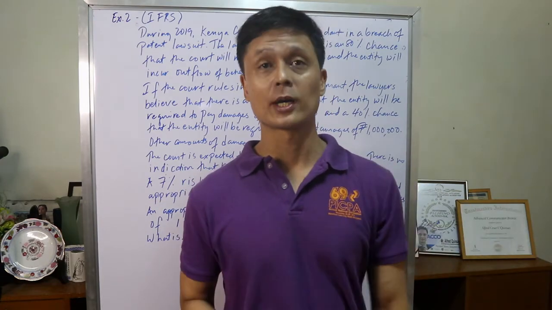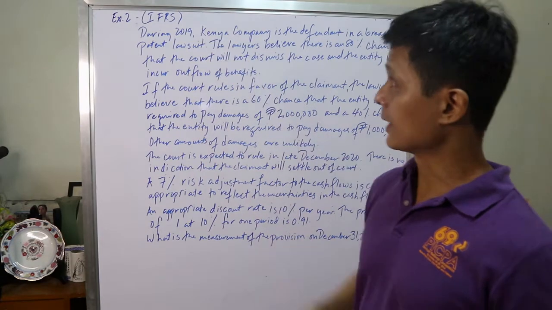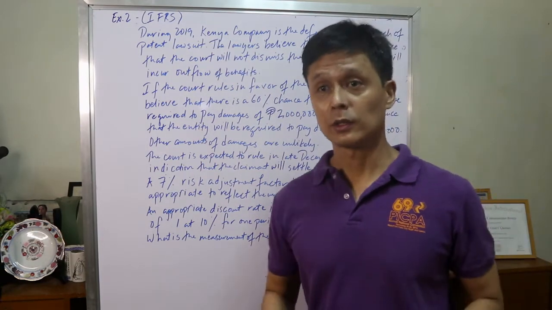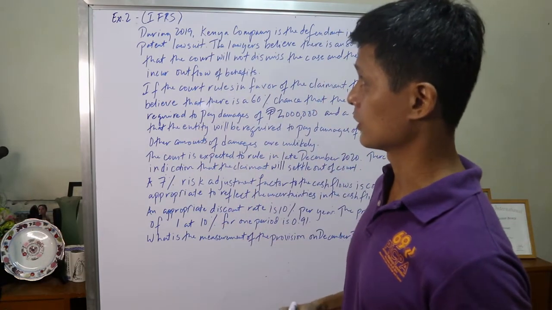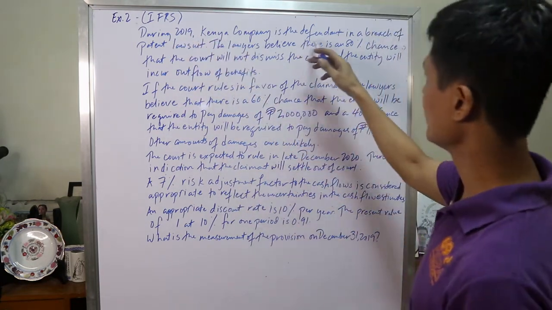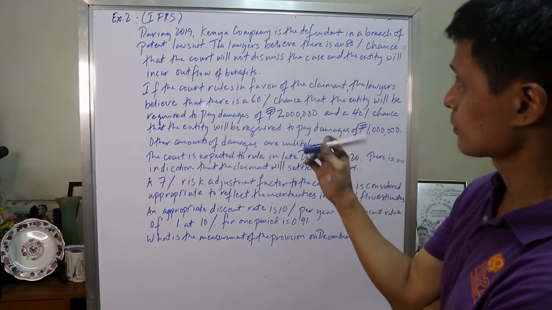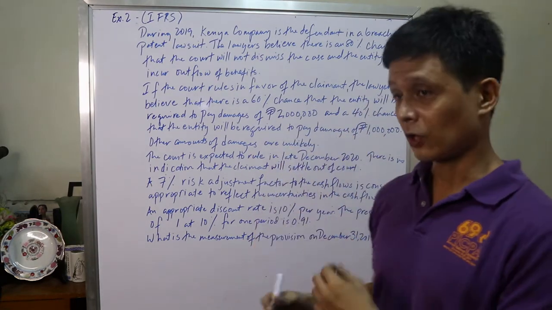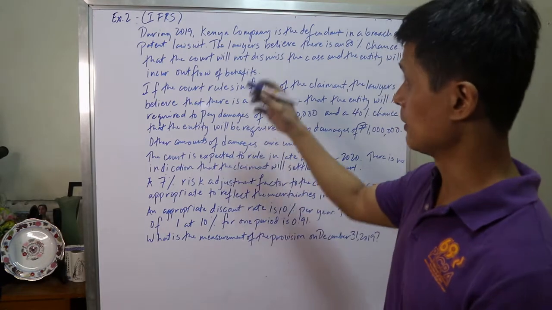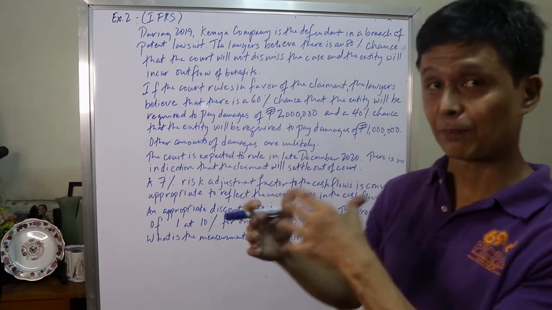Medyo similar rin dun sa ginawa natin. This is IFRS adapted or International Financial Reporting Standard, no? Adapted. During 2019, Kenya company is the defendant in a breach of patent lawsuit. So nagkaroon ng breach of contract. That's why dinimanda si Kenya because of that patent lawsuit.